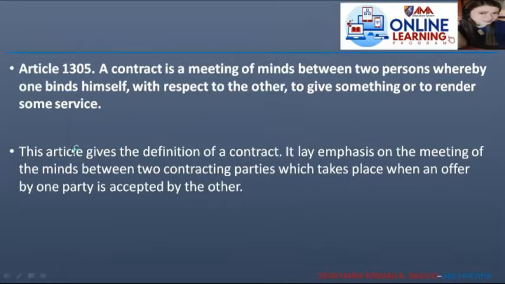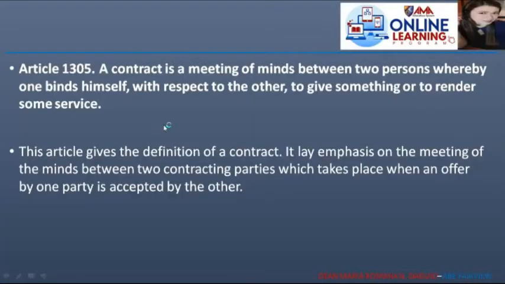So here, Article 1305 gives the definition of a contract. So what is a contract? According to Article 1305, a contract is a meeting of minds between two persons whereby one binds himself with respect to the other to give something or to render some service. As you can remember, class, we discussed briefly during the obligations topic that a contract is considered to be a bilateral obligation, meaning the two parties are bound to perform the prestation. So what are those prestations? It's either to give, to do, or not to do.